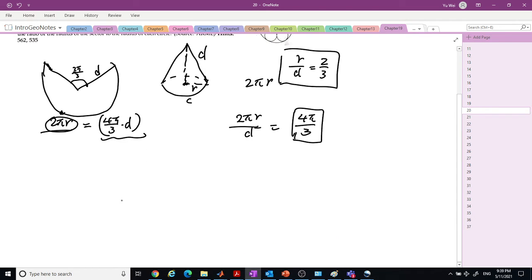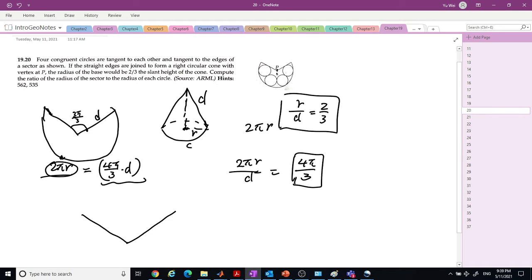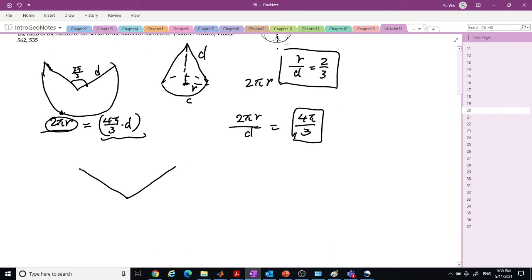Now let's redraw it. Draw a better picture here. And by symmetry, you can see we can have some tangent lines. Now let's draw some tangent lines. So the center is here, and we have another tangent line here.